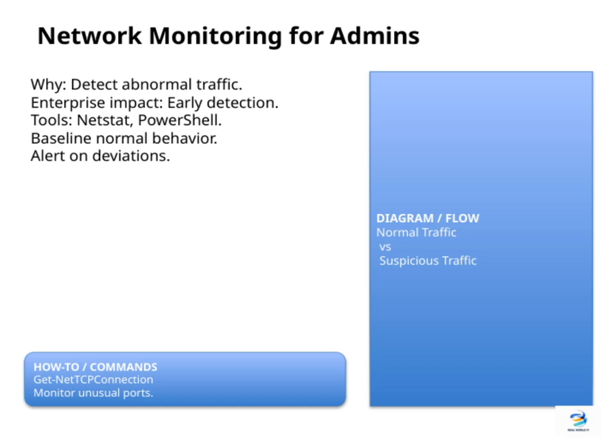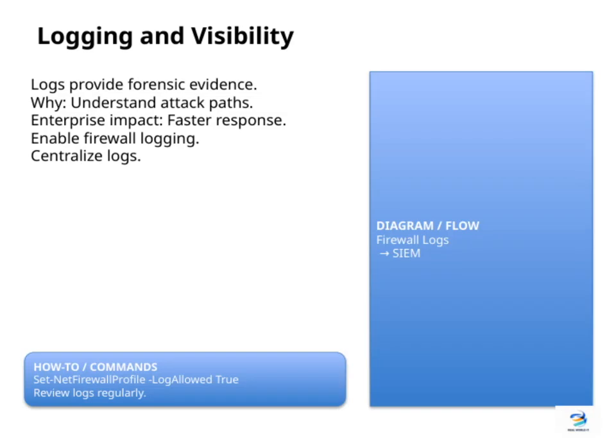This proactive approach is essential for maintaining a secure and resilient network environment. Let's take a look at this flow diagram. It starts with firewall logs, which are crucial for monitoring network activity. These logs are then sent to a SIEM system, where we can analyze and correlate the data.